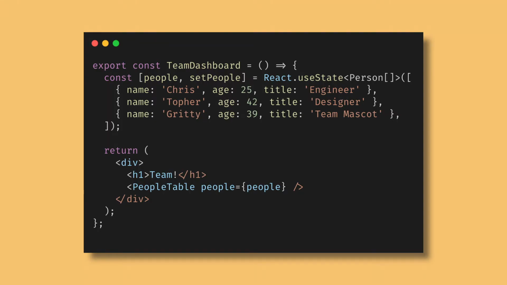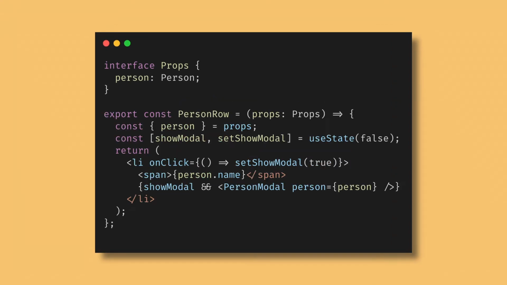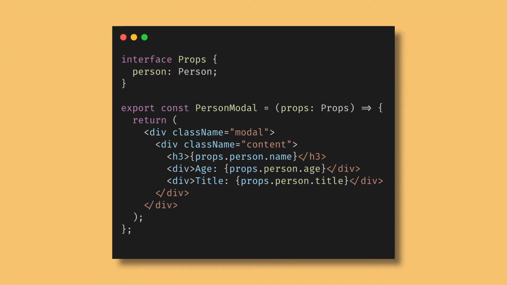From a code perspective, the outermost component is the team dashboard. It has a people table, which receives a list of people as properties. People table creates a person row for each person it receives. Person row shows the information and also has an on-click callback that triggers the person modal, which looks like this.